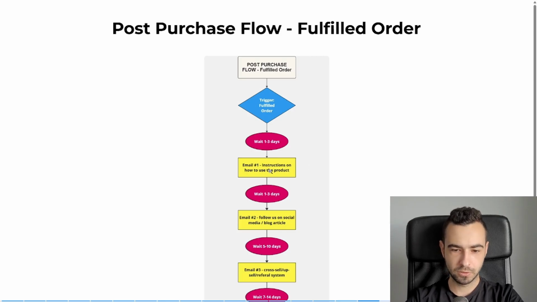But email number 1 is going to be instructions on how to use the product. So this time delay needs to align with when they get the order, because you want to send this email ideally the day before they get the product, so they know how to use it before they receive it, and they won't be like, okay, I received the product, but what do I do, how do I use it, what to expect, and all of this stuff.